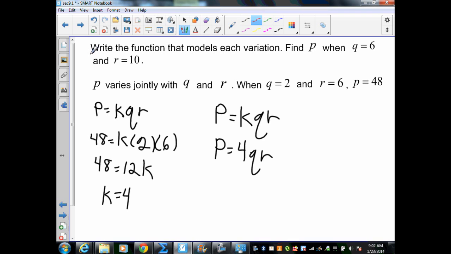Now I have to go back to the original question. I want to find P when Q is 6 and R is 10. Since I've found the model for this function, I can now substitute in the values to find P. I'm given that P equals 4, Q is 6, and R is 10. Then I solve, and P is going to equal 4 times 6 is 24 times 10, 240.